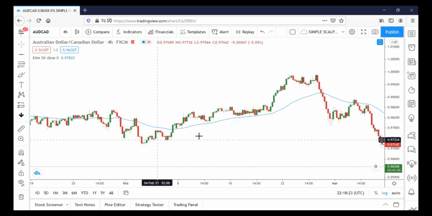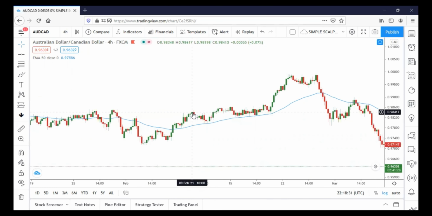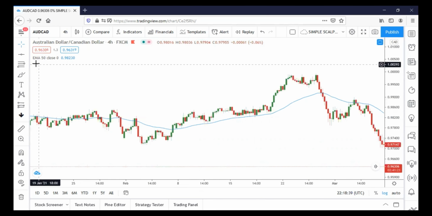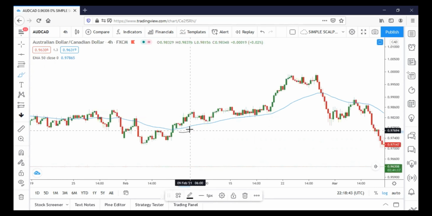So now we can see from below, price broke above the 50 EMA, and it retested it right here. We can see the first area where price broke out and retested is here. After this is the first touch. We are not taking our trade on the first touch, so we want to wait for the next touch.